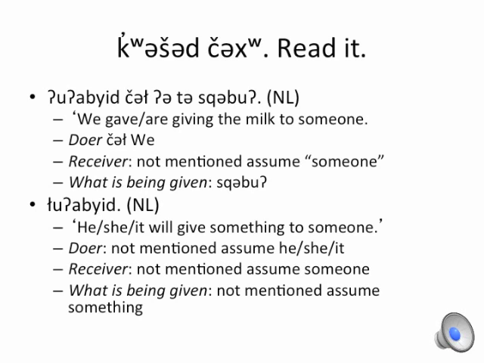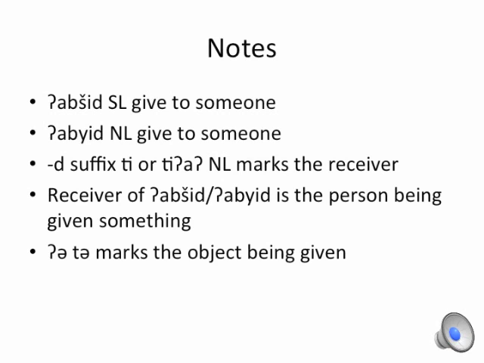Shu abid. The doer is not mentioned. We assume it's he, she, or it. The receiver is not mentioned. There's no T and there's nothing following it, so we assume it's someone. So he, she, or it will give someone, and there's no atta, so we don't know what he, she, or it will be giving that person.